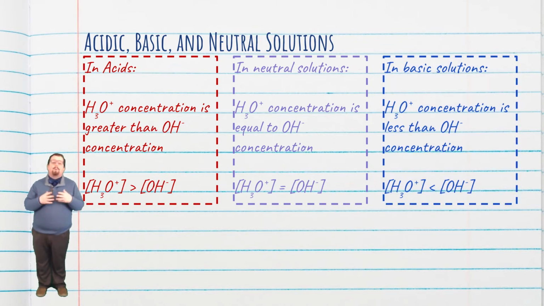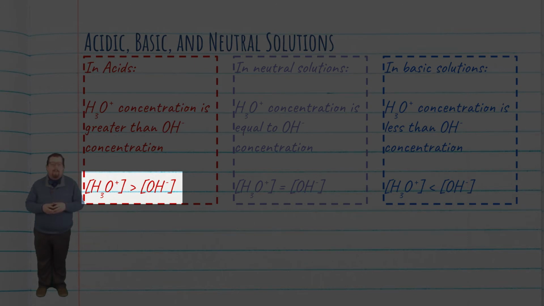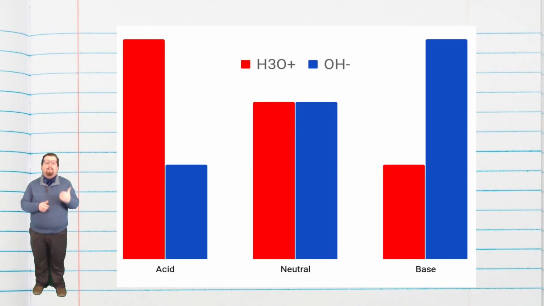Side note, while we're looking at it, notice the brackets I have around my ions here. Those brackets mean the concentration of. So if I were to read the bottom definition for acids, it would say the concentration of hydronium is greater than the concentration of hydroxide. Here's a handy graph that you might want to copy down to help you remember that.